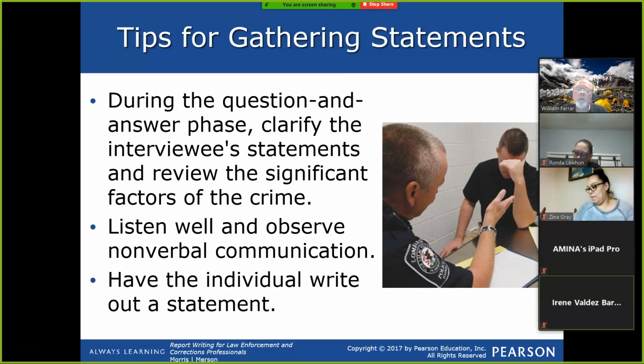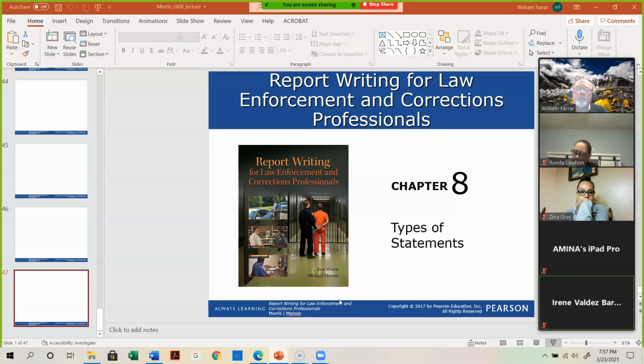And if it's important enough, or kind of a large crime, maybe a homicide or something, if they're willing to, have them write out a statement. That's not a bad thing. And then you can still ask questions even though they write out a statement. But having them do that isn't a bad thing. Okay.